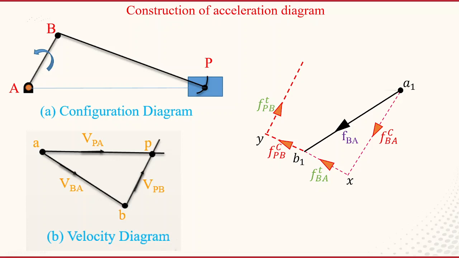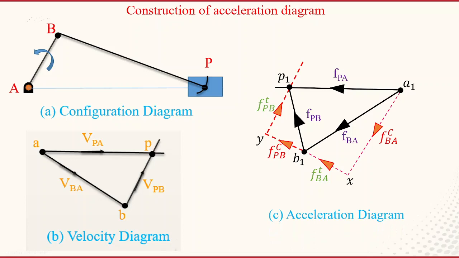So from A1 you draw the line. It is a solid line because it represents the final acceleration vector. The intersection of these two lines is the point P1. Once P1 is known, you can join A1 and P1, which represents the acceleration of P with respect to A. Then join B1 and P1, which represents the total acceleration of P with respect to B. So this is the required acceleration diagram.